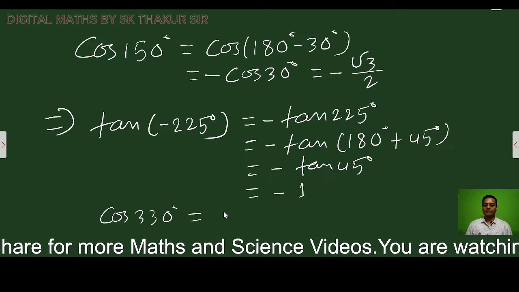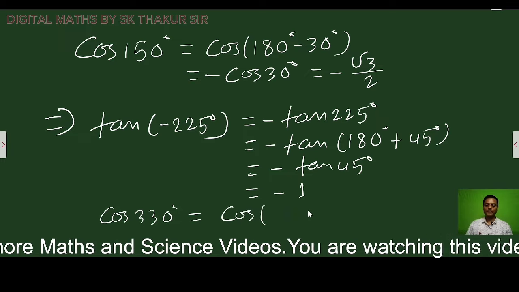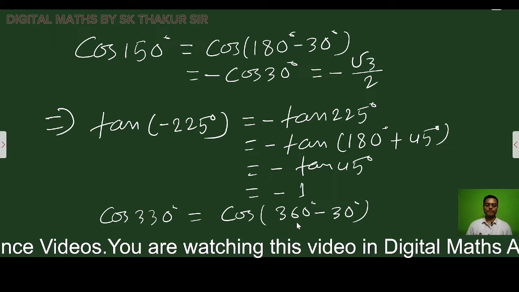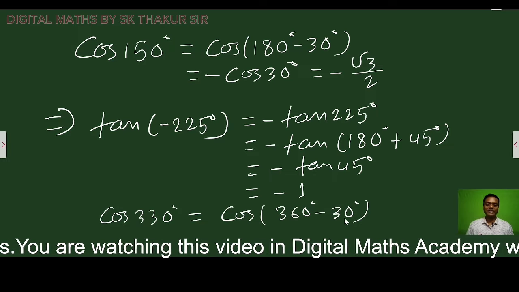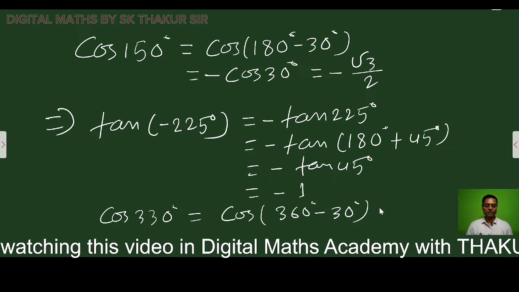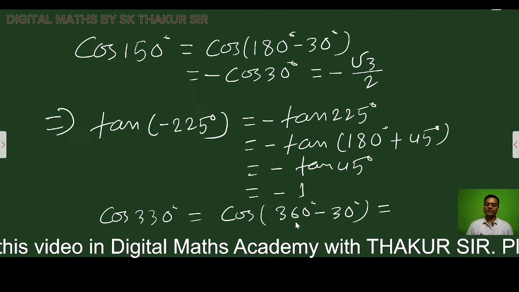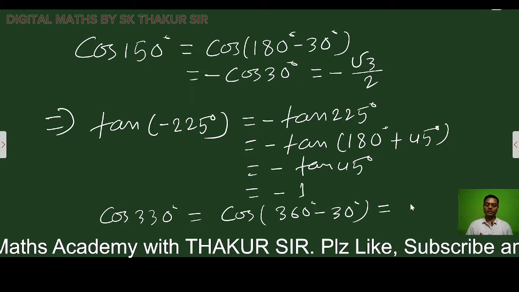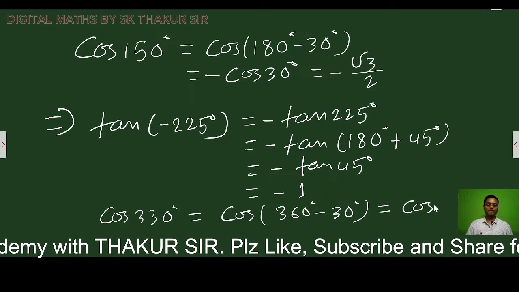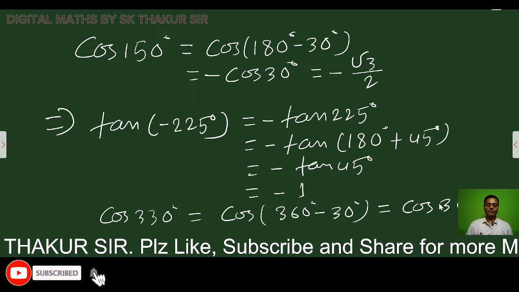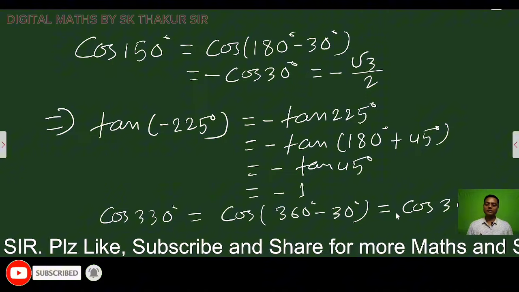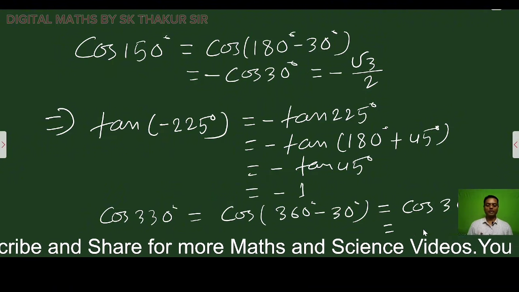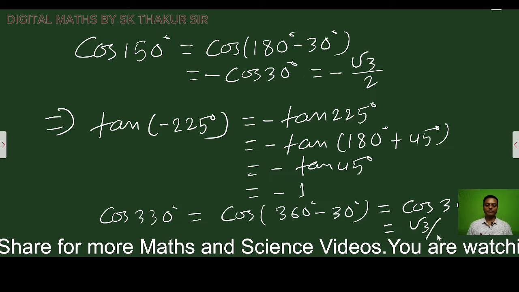We can write 330 degree as 360 degree minus 30 degree. And 360 degree minus theta lies in fourth quadrant, and here is 360, so we are not going to change. So there will be cos only, so we can write here cos 30 degree, because in fourth quadrant cos has positive value, and cos 30 degree, as we know, its value is √3/2.